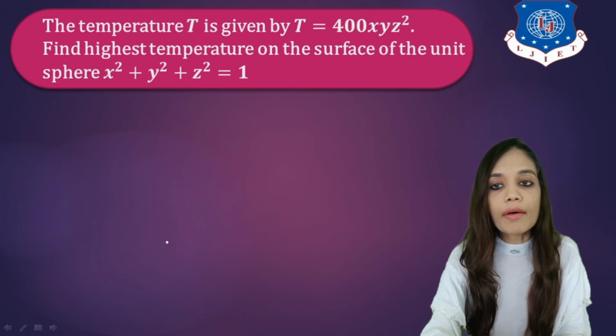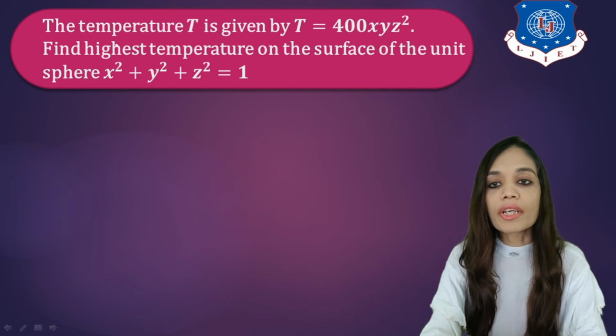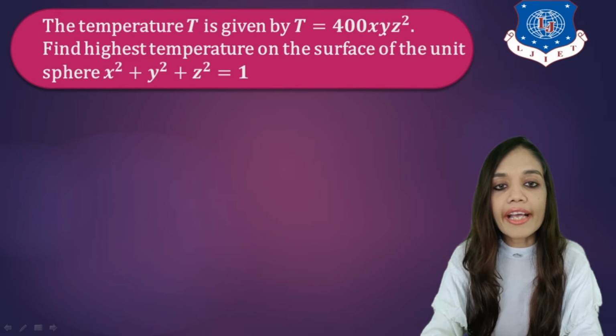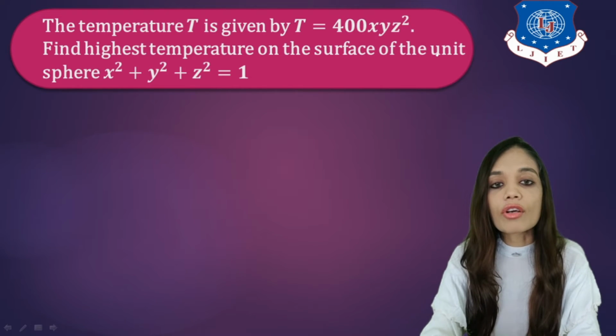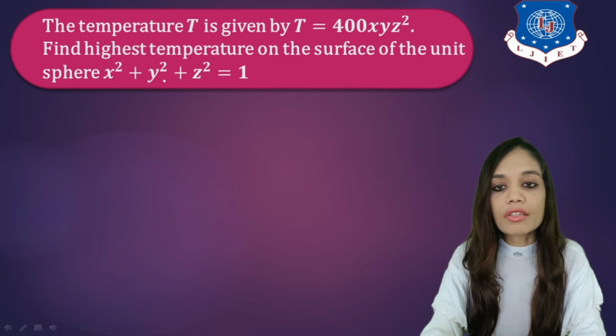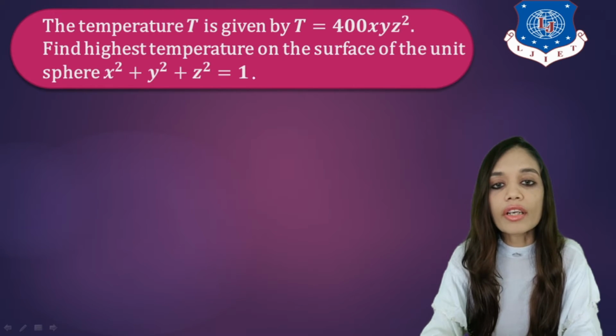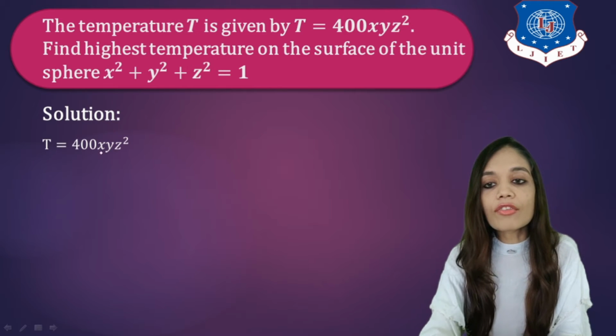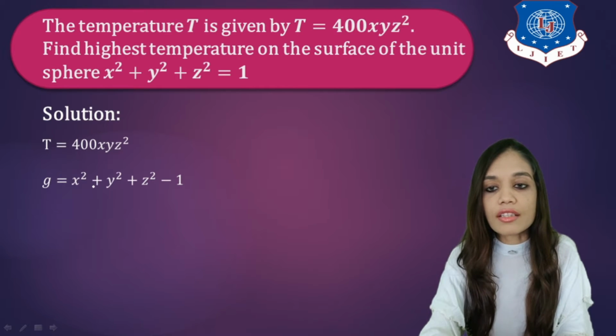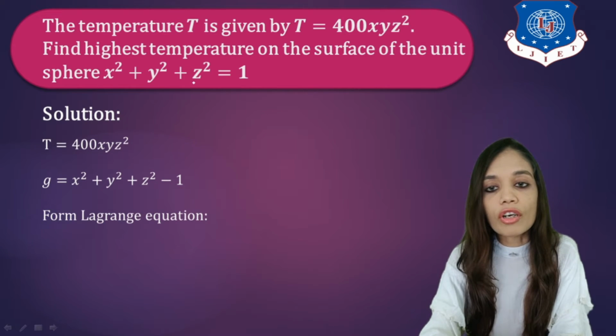Now, let us solve an example using this method. So, the example is, the temperature T is given by T is equal to 400 x y z square. We have to find the highest temperature on the surface of the unit sphere x square plus y square plus z square is equal to 1. So this is your f and this is your constraint, that is g. So let us begin the solution. So firstly, T is equal to 400 x y z square and g is equal to x square plus y square plus z square minus 1. This one we are taking on this side.